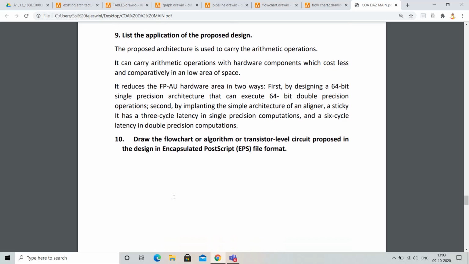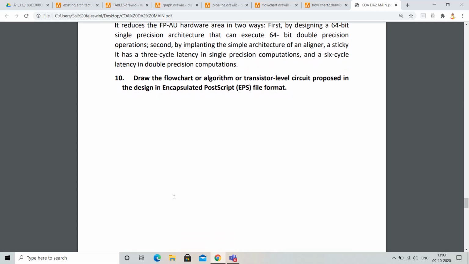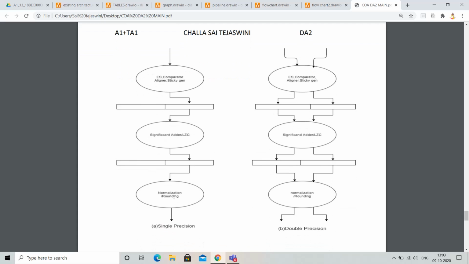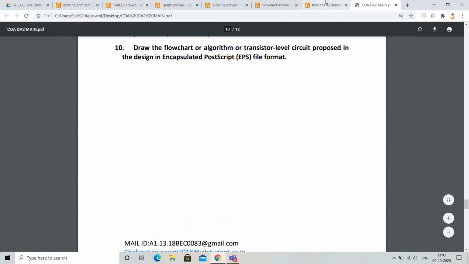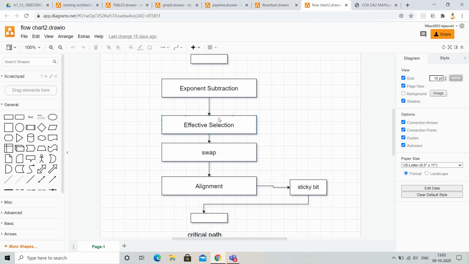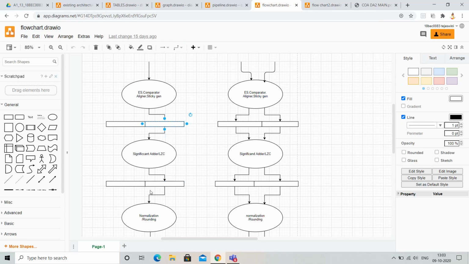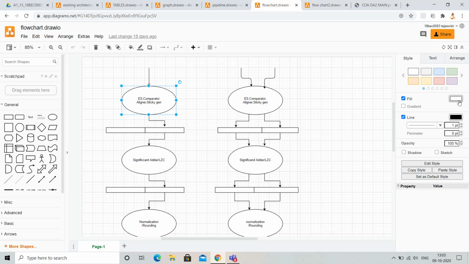Draw the flowchart or algorithm or transistor level circuit proposed in the design in encapsulated PostScript file format. For the single precision and double precision, these are drawn in the draw.io tool. Here you can see this is the single precision flowchart, and here comes the double precision flowchart.